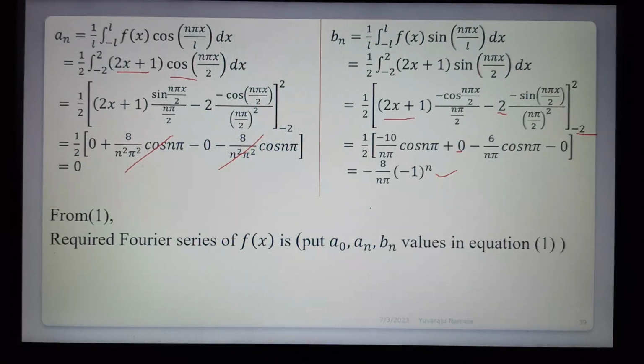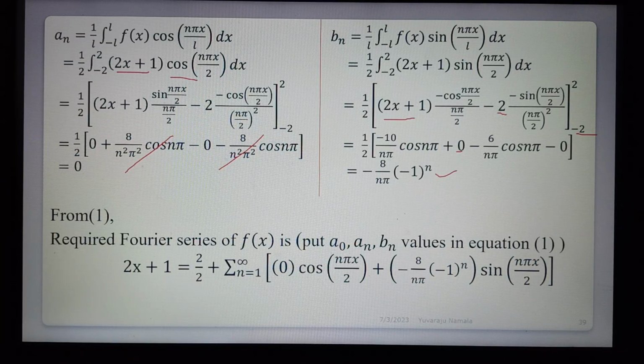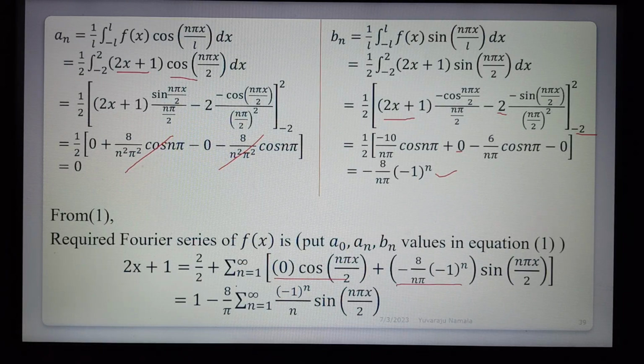Substituting a naught, a n, b n in equation 1, the required Fourier series is 2x plus 1 is equal to a naught by 2. A naught is 2, so 2 by 2 plus 1, summation n is equal to 1 to infinity, a n is equal to 0 into cos n pi x by 2, plus b n is equal to minus 8 by n pi into minus 1 power n into sin n pi x by 2. That is equal to 1 minus 8 by pi, where 8 by pi is common, summation n is equal to 1 to infinity minus 1 power n by n into sin n pi x by 2. This is the required Fourier series of the given function.